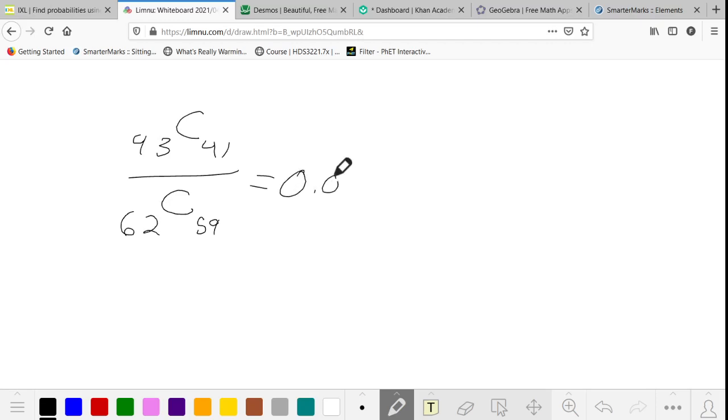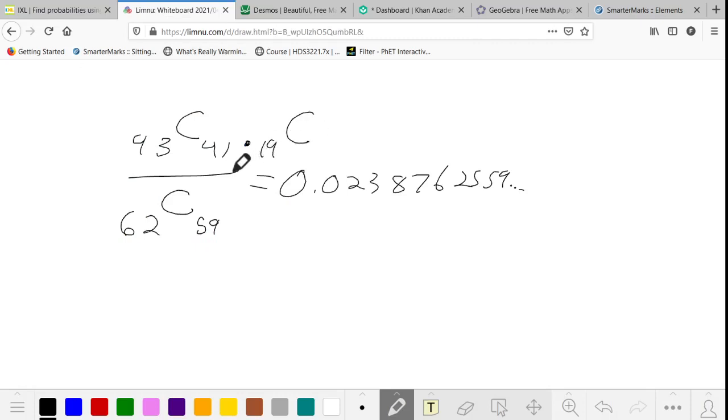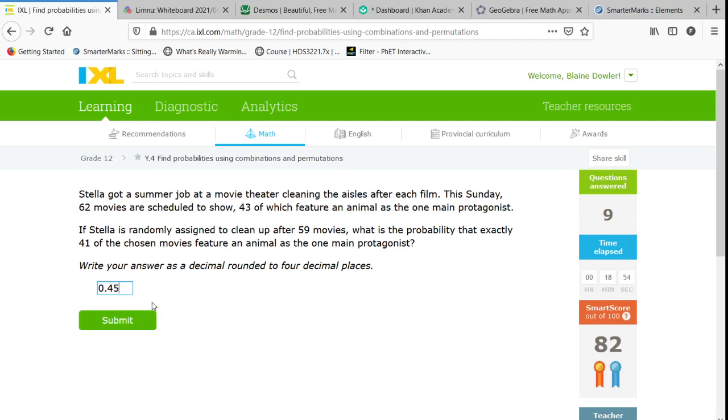So I'm getting a 0.02387625559. But this is, oh no, she has to do 41 of these, and she's got 43 out of 62 movies. So 19 of the movies then do not feature animals. And she has to choose, or they're chosen, 18 of those. So we have to multiply this by another 19. That's why it's only a 2% chance. It really should be much higher. It's 0.4536 once we include that 19 out of 18. So 0.4536.